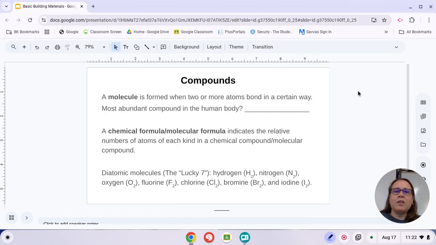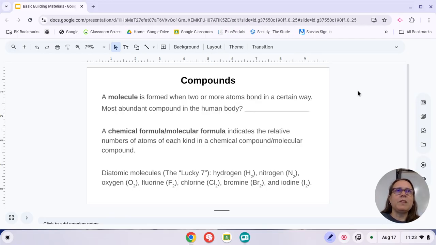Compounds is our next vocabulary term. Compounds are sometimes referred to as molecules, although molecules are a very specific type of compound, but sometimes we get lazy and we use them both interchangeably. Okay, but we're starting to put atoms together. We might put two of the same atoms, two different atoms, three or more atoms, but we're putting atoms together.